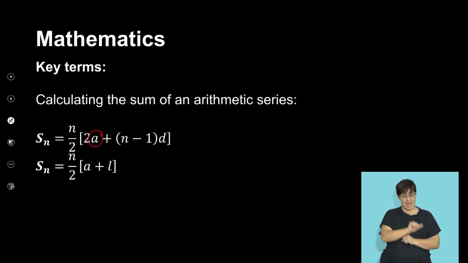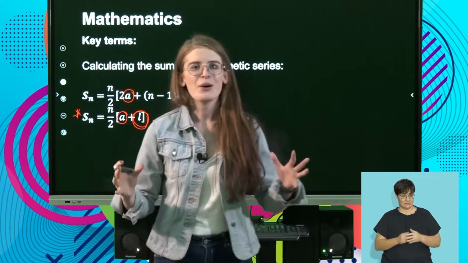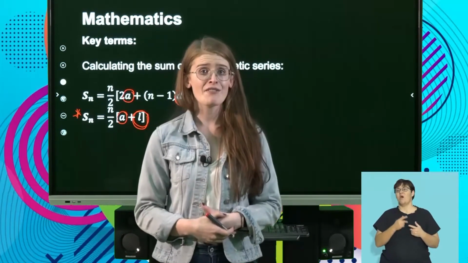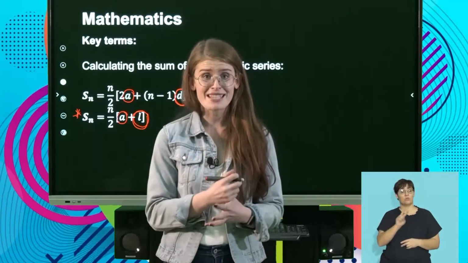Please remember that in each of these cases, a is referring to the value of the first term. d is referring again to the common difference, which we know is the main property of an arithmetic sequence. And l is referring to the last term of the arithmetic sequence if it is given to you. So if in the question you are given the actual value of the last term, you can use the second version. Wonderful, everybody. I hope that you are feeling comfortable with arithmetic sequences, arithmetic series, and quadratic sequences.